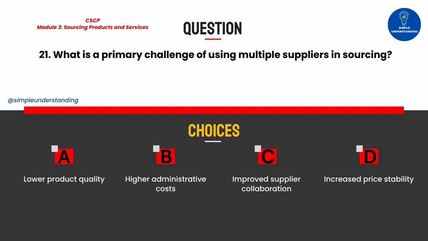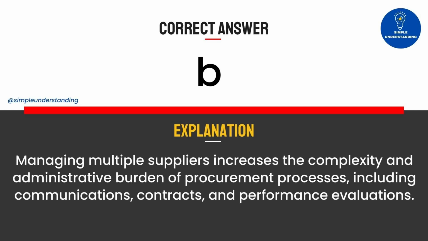21. What is a primary challenge of using multiple suppliers in sourcing? A. Lower product quality. B. Higher administrative costs. C. Improved supplier collaboration. D. Increased price stability. Correct answer B. Explanation. Managing multiple suppliers increases the complexity and administrative burden of procurement processes, including communications, contracts, and performance evaluations.